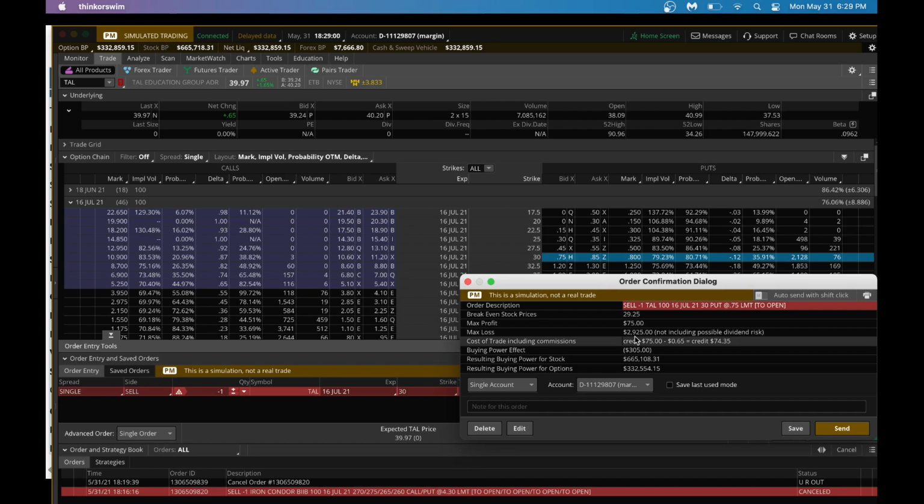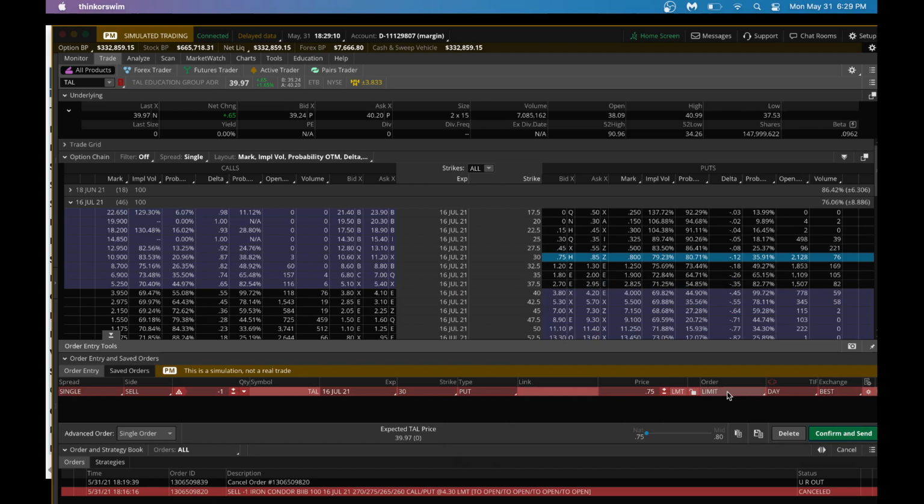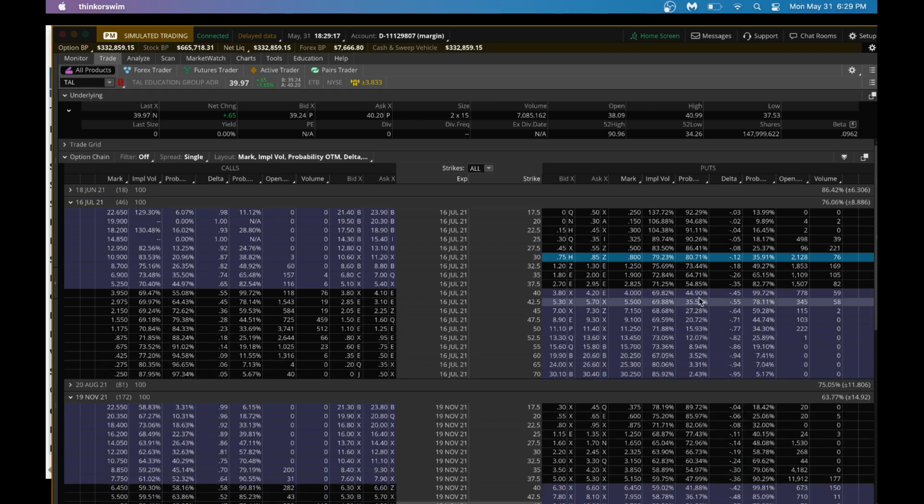You could sell this premium. You could sell this put option, collect $75, and if the stock stays above 30, you get to keep $75 for yourself. You could even sell this and make some profit if the stock goes up in the meantime. That's one way to play, and you could also look at spread strategies.